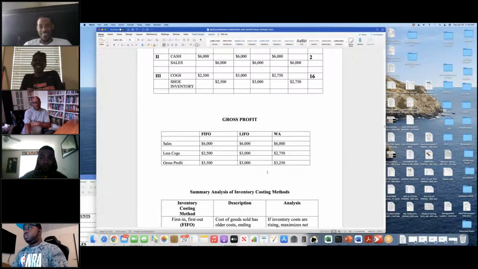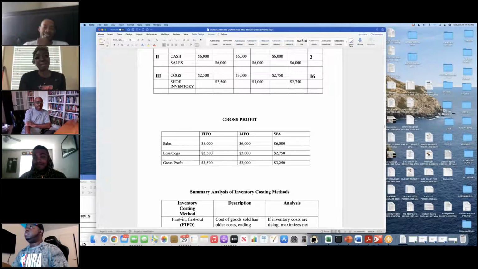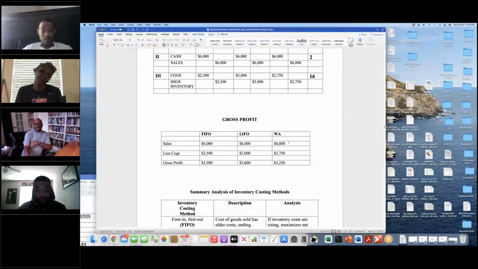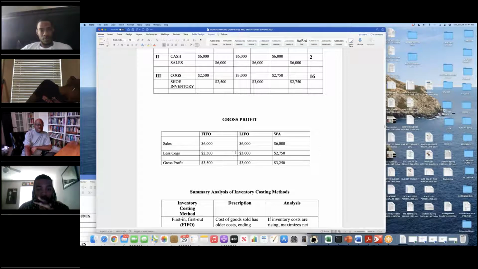and we look at gross profits, notice an interesting thing with rising prices. With FIFO, we have the highest gross profit, smallest cost of goods sold, with rising prices. With LIFO, we will have the highest cost of goods sold and the smallest gross profit. With weighted average, it's always going to be in between. It might be the same, but at least it's going to be between. That is, the cost of goods sold is going to be between these two, and the gross profit is going to be between these two.